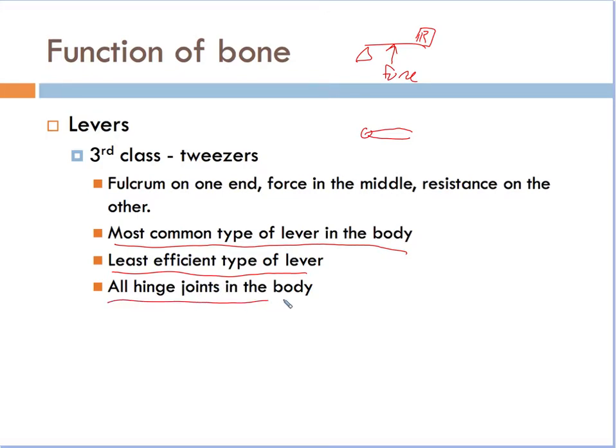All your hinges in the body are class 3. They're very inefficient, but they get the job done. They do what they can.